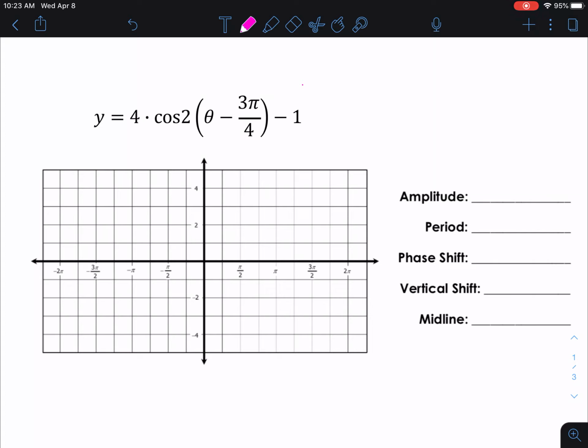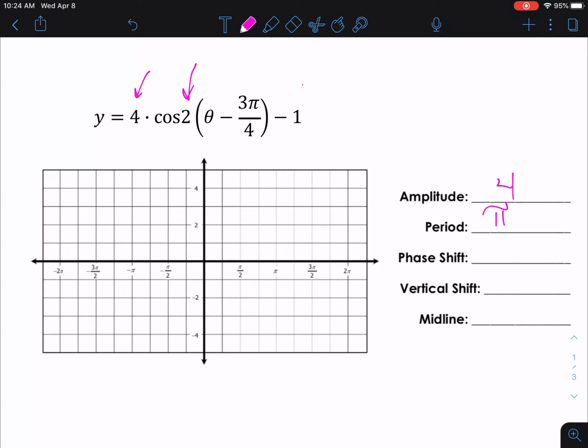So the amplitude, remember that's our A value. In this case, that's 4. Period. The period for cosine is 2 pi. So we're going to take 2 pi divided by b. Our b is 2. So our period is pi then.